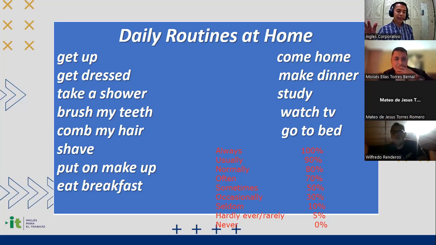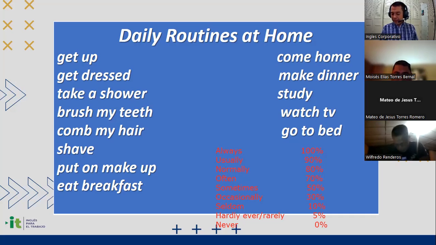Brush my teeth. I always brush my teeth. At 7:40 a.m. I always brush my teeth. Repeat: I always brush my teeth at 7:40 a.m.